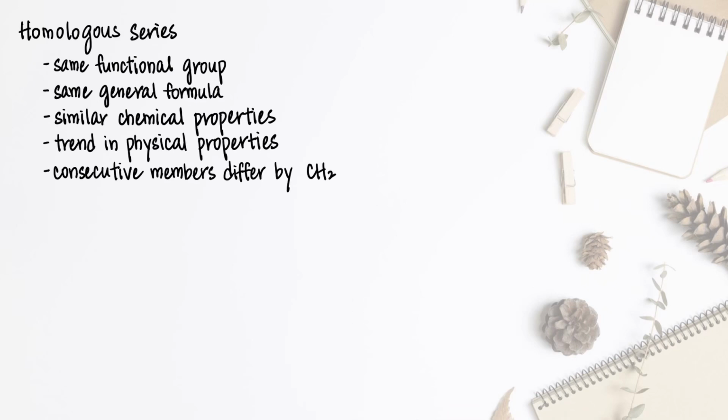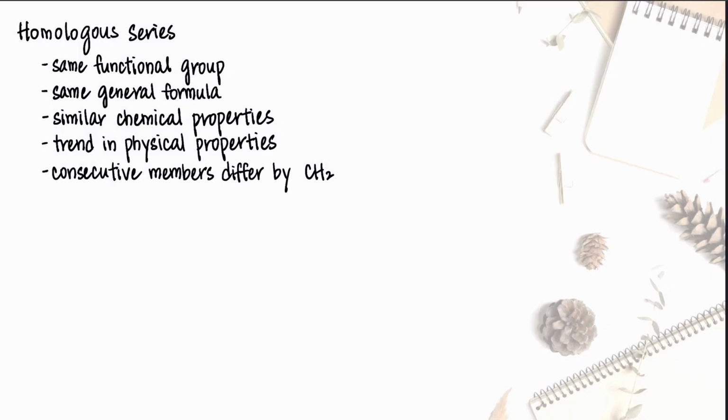Every homologous series, whether it's the alkanes, the alkenes, alcohols, etc., they will all have certain features. And these features include things like they have the same functional group, they have the same general formula, they have similar chemical properties, they have a trend in physical properties, and then they also have consecutive members differing by CH2.